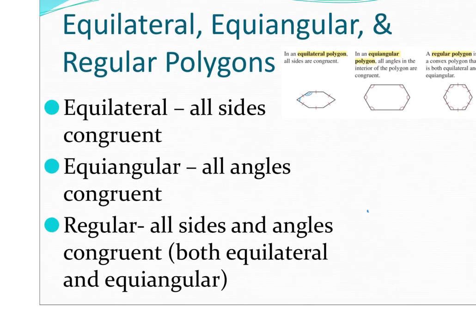All right? So equilateral means all sides are congruent. Equiangular means all angles are congruent. When you have both, all sides and angles are congruent, we call that regular, okay? In other words, you'll see regular quadrilateral used often.